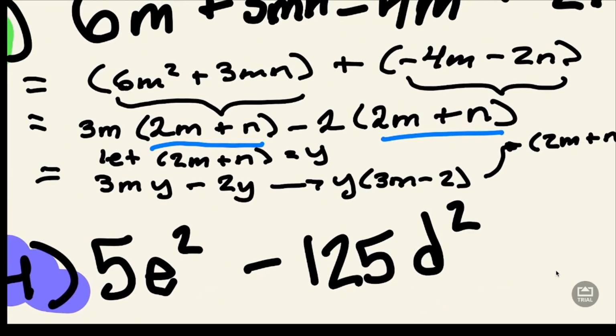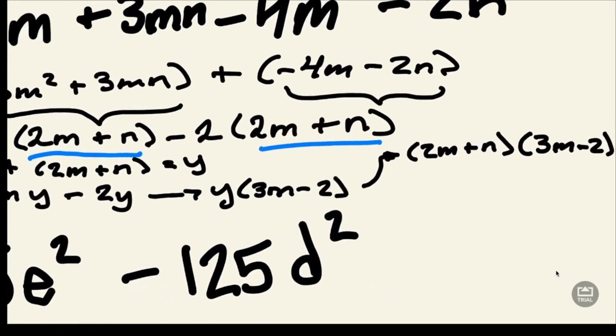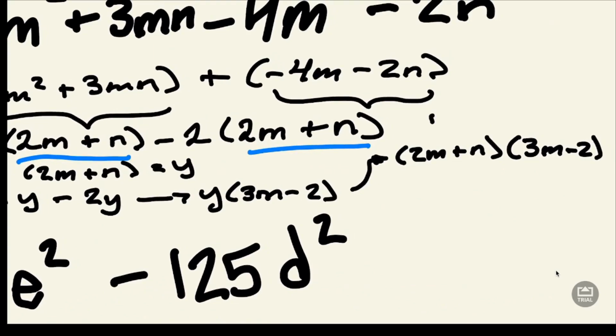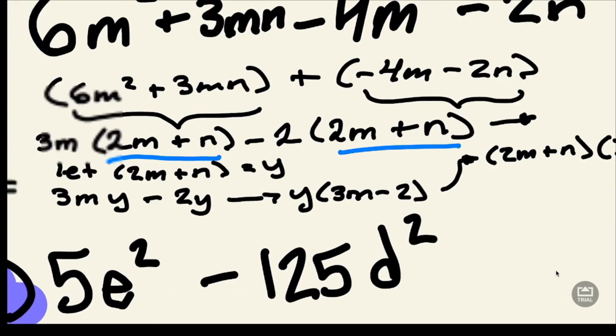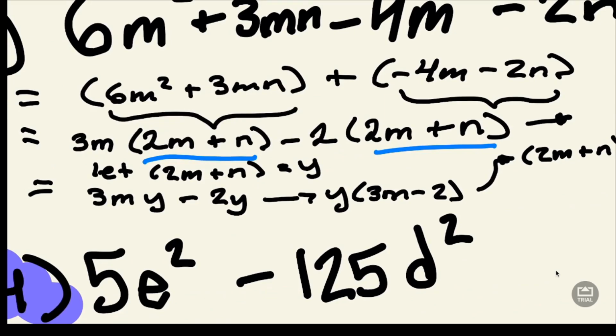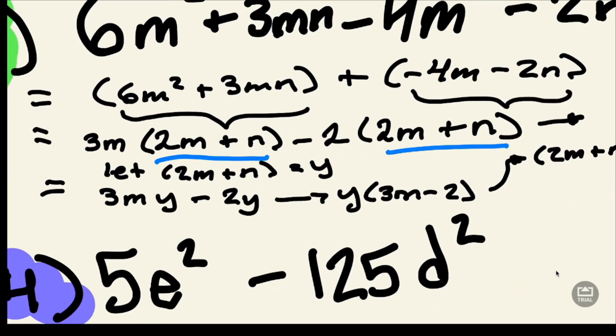Another way, if you don't want to let it equal y, because you don't have to and you want to save time too, you can just look at it with your eye. It takes practice, but you just look at it. One term has 2m plus n, the second term has 2m plus n. So what you can just do is, give me a second, let me change the color.